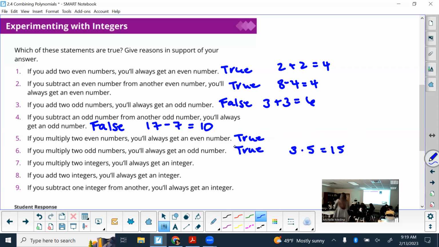Table 6. If you multiply 2 integers, you'll always get an integer. True or false? Okay, why do you say true? Do you know what an integer is? Could you describe it? Anyone in that group? What's an example of an integer, guys?